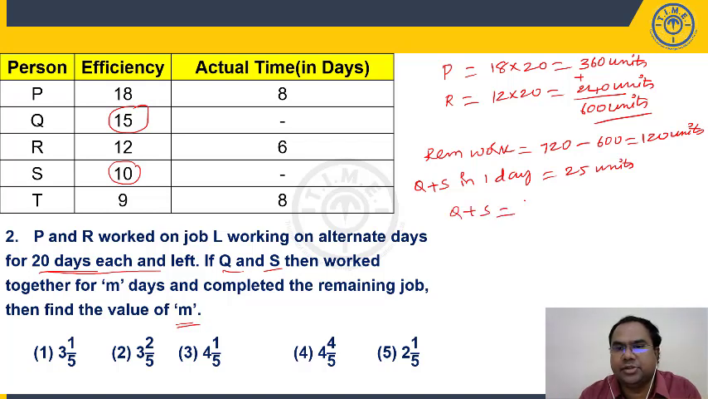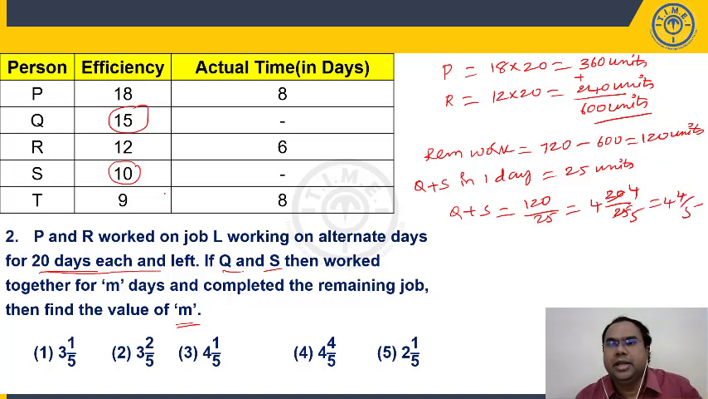Q plus S: 120 by 25. 25 fours are 100, right? 420 by 25, or 5 fours are 20, 5 fives are 25. It is 4 by 5 days, right? So the point is you have to see that each one has worked for 20 days alternatively: P 20 days, then R 20 days, right? So 4 by 5 days is present in the fourth option.